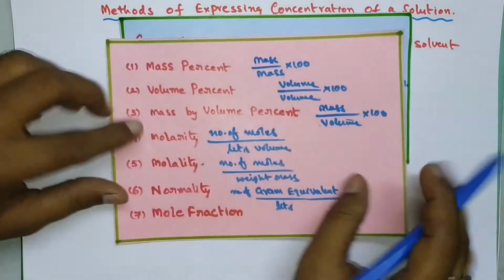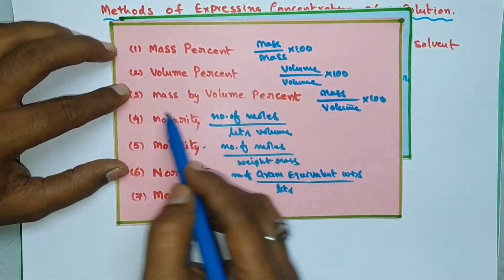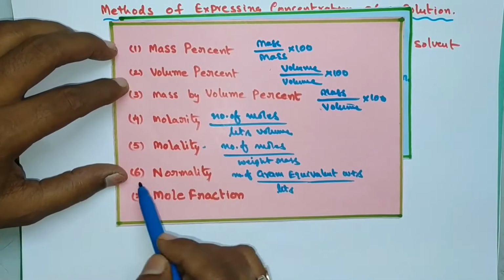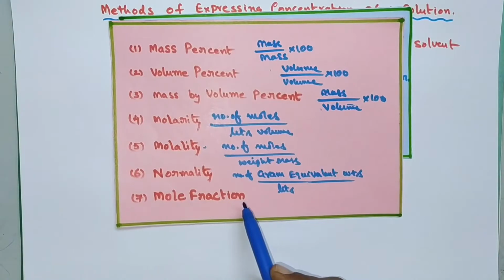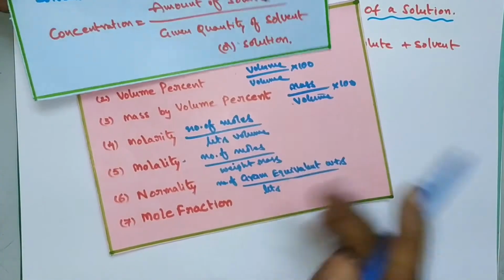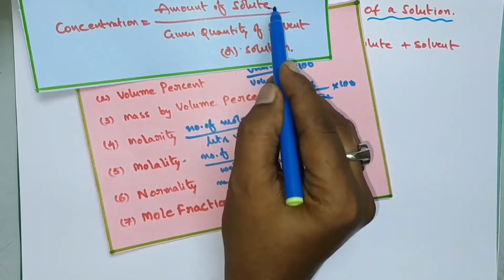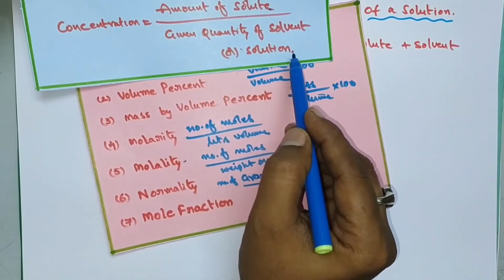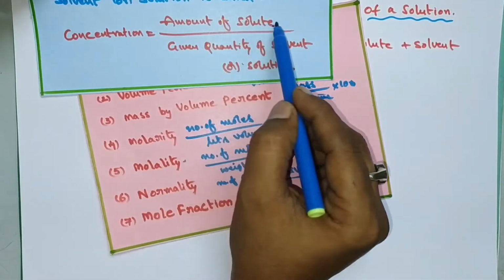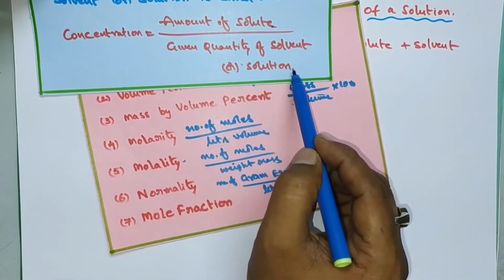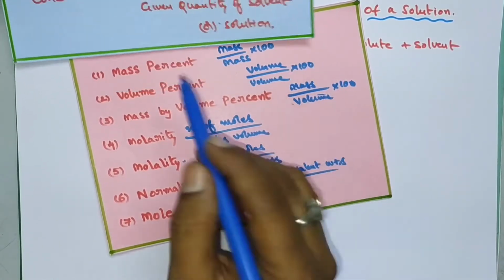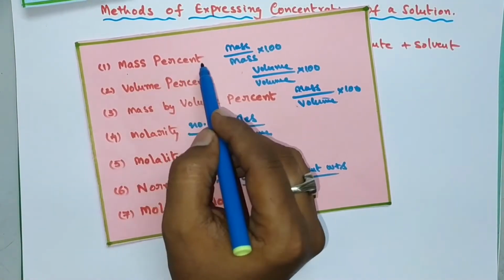The concentration can be expressed in different methods: mass percent, volume percent, mass by volume percent, molarity, molality, normality, and mole fraction. In all these cases we have to consider the amount of solute that is dissolved in a given quantity of solvent or solution. Clear? Now let us consider the first one, that is mass percent.